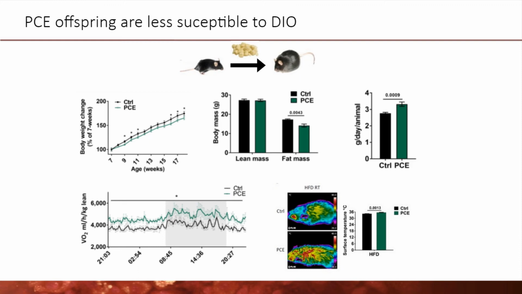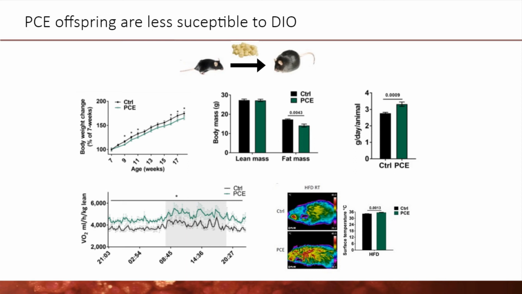Actually, it seems like these mice compensate in part for their enhanced energy expenditure by eating more. On the very right, you can see the food intake, which is higher if you are derived from a cold exposed father. And obviously, you also see a change in energy expenditure and temperature.